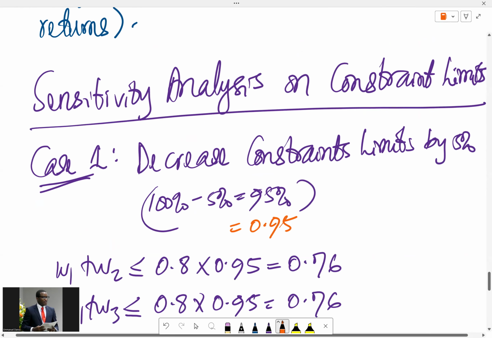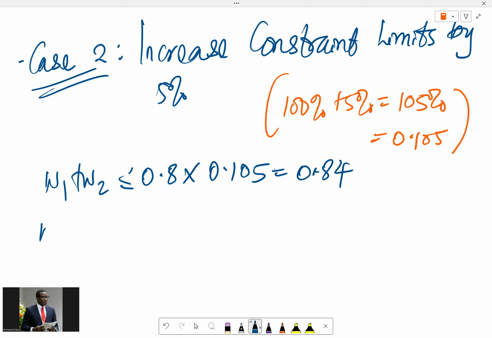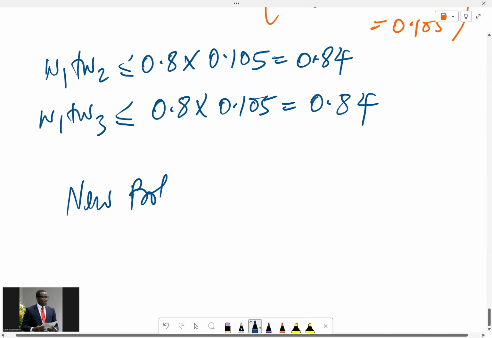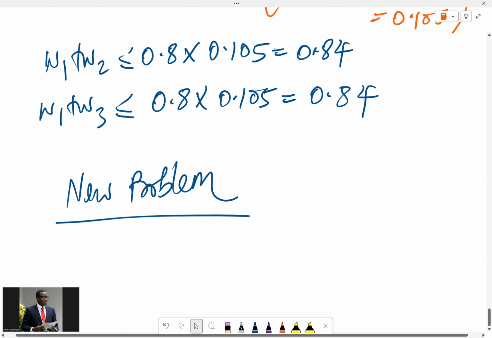So here now, again, you have the same situation. You have your W1 plus W2 less than or equal to 0.8, but now 0.8 times 1.05, and that would be 0.84. So you have the same thing, W1 plus W3 less than or equal to 0.8 times 1.05. That is 0.84. So what's the new problem now? The problem has been reformulated because 0.84 instead of 0.8 means you are expanding the feasibility region.